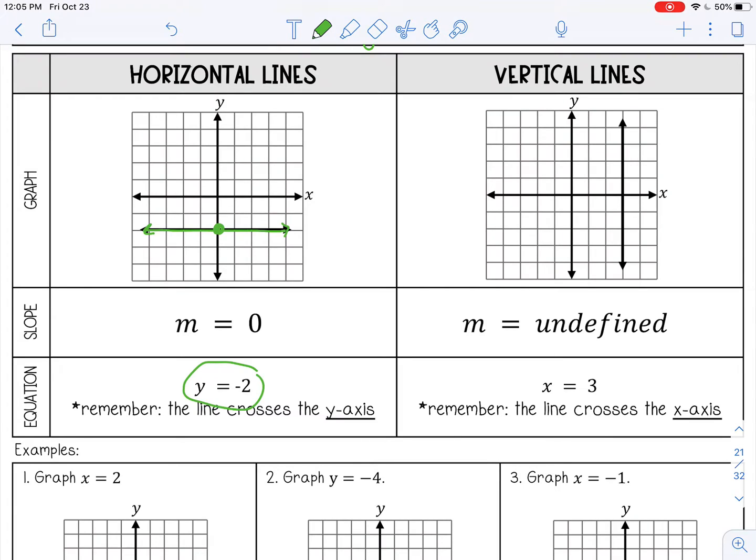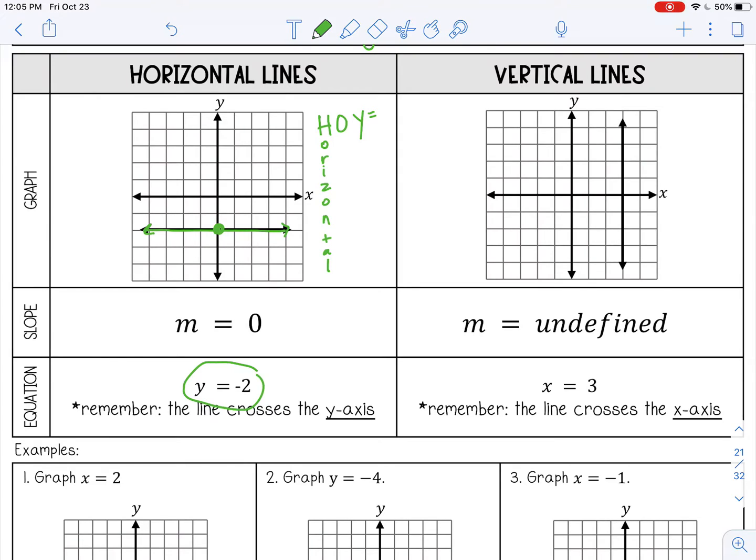So a little mnemonic device to help you remember that is HOI, which stands for horizontal, a slope of 0, that's what the O is, a 0 slope, and it's always going to be y equals a number for your equation.